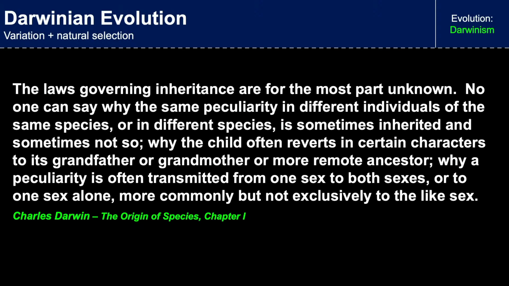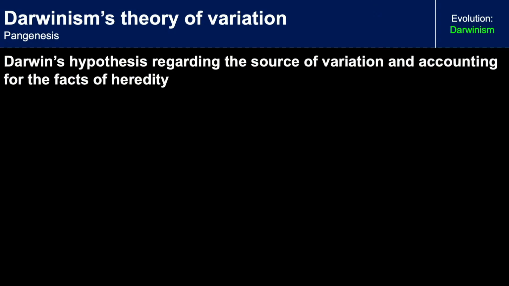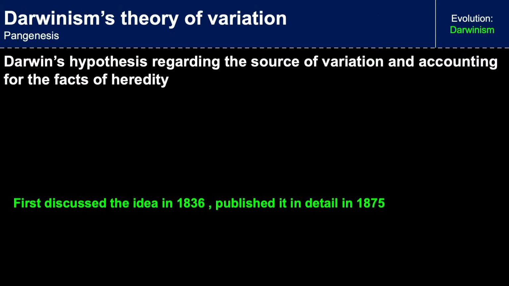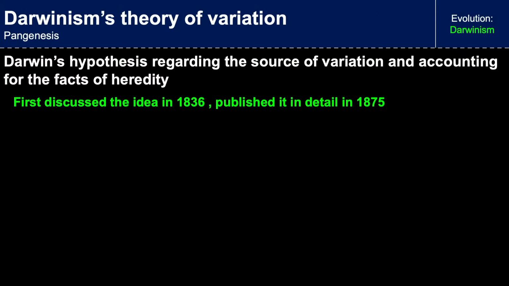But he had an idea. He had a theory or a hypothesis, and that was called Pangenesis. Before he published The Origin of Species, he had this theory regarding the source of variation. He first started talking about it in 1836, and of course, Origin of Species was published in 1860. And he actually published Pangenesis in 1875 in detail.